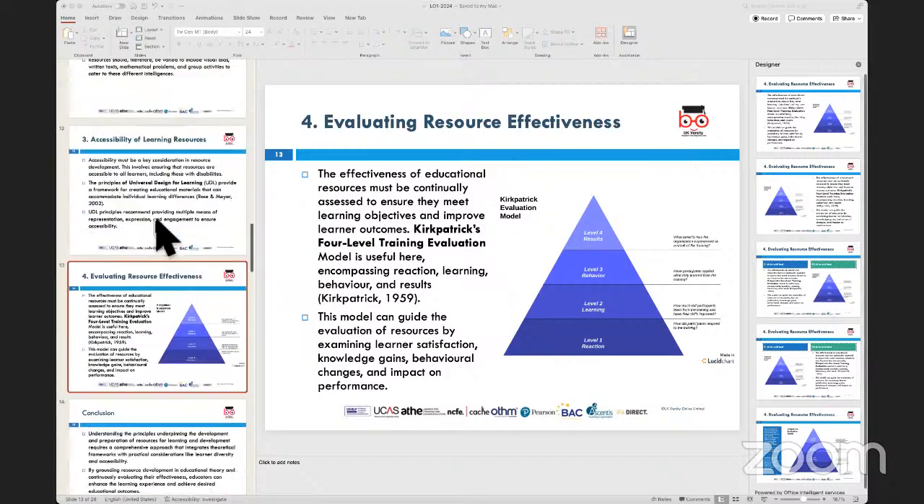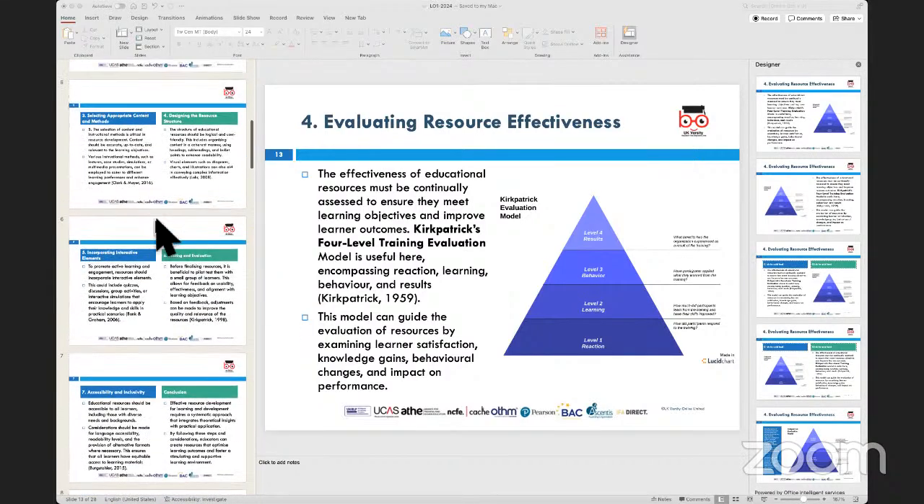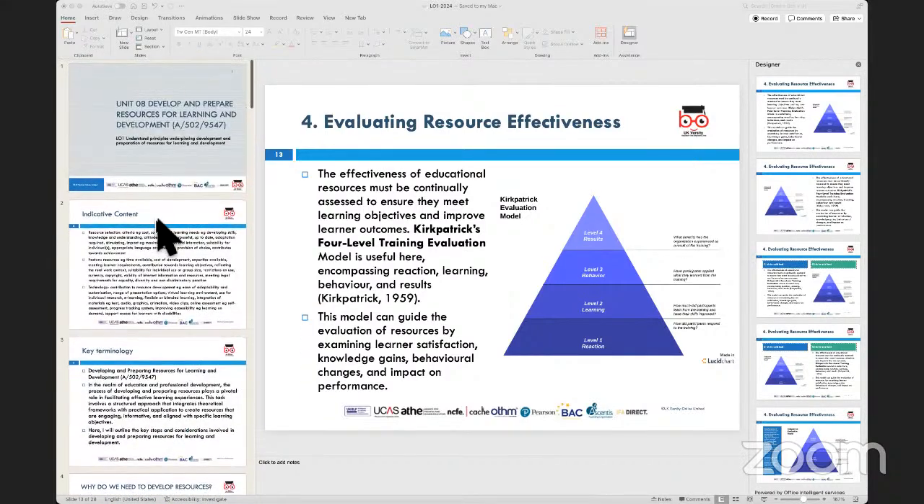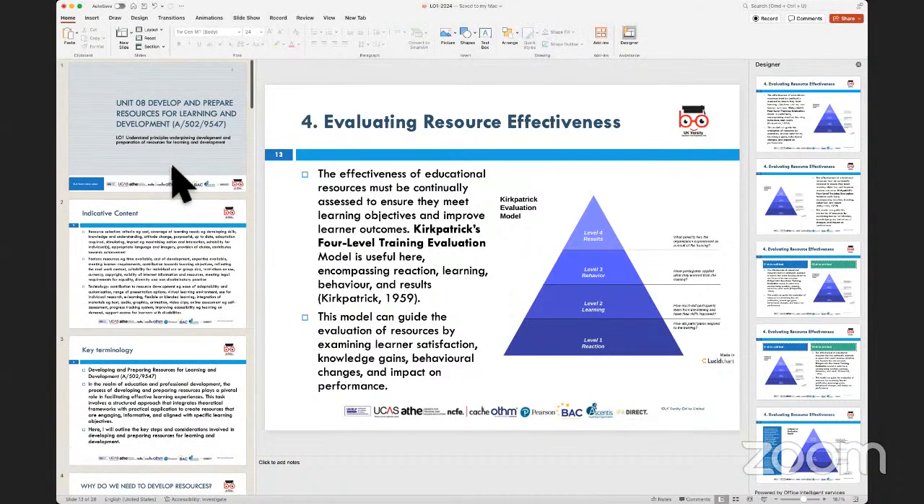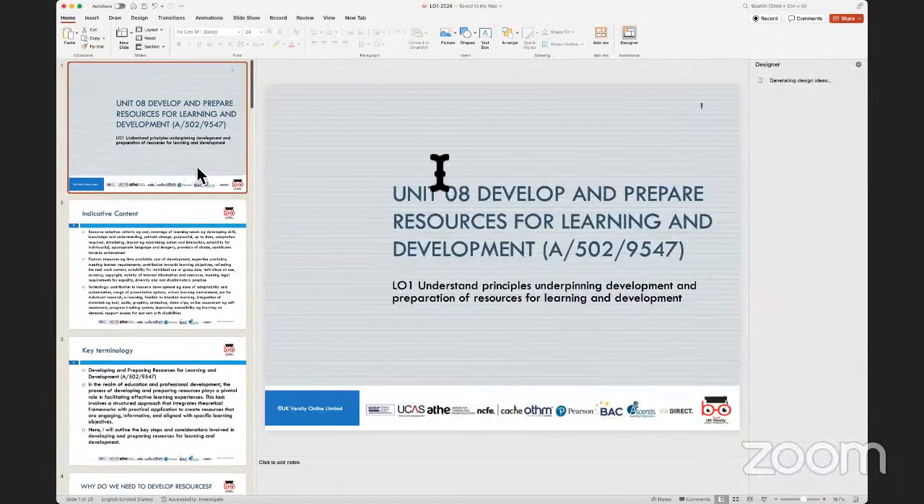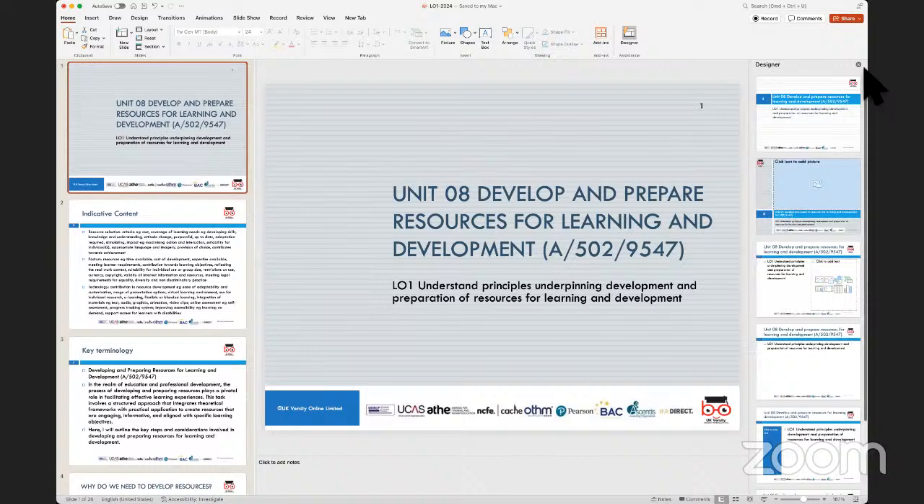So I hope this session has been useful. It brings me to the end of this particular session in which we wanted to cover how we understand the principles which underpin the development and preparation of resources.